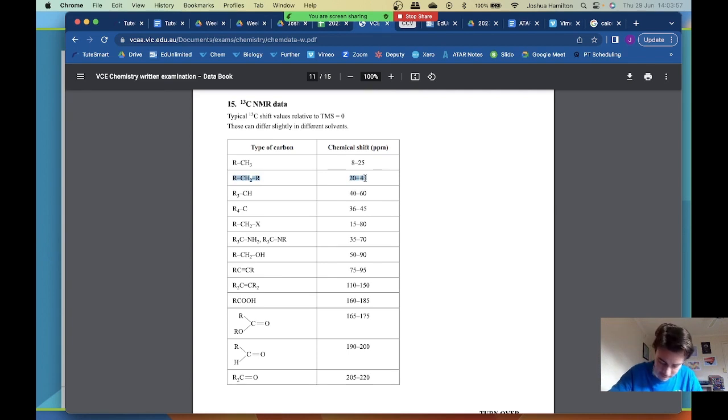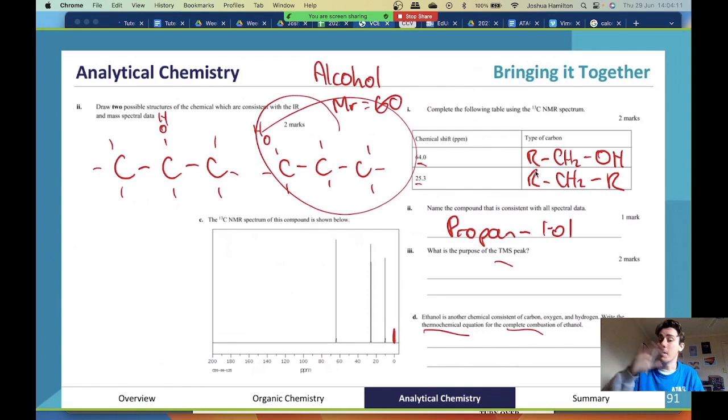So name the compound that's consistent with it. Well, it's going to be propan-1-ol. Then, what is the purpose of the TMS peak, and ethanol, what is the complete combustion? I'm going to leave these questions to you. Sorry, you couldn't see that because I had that up. You're welcome to have a look at them if you'd like. What is the purpose of the TMS peak? It's used as a standard, and then you can go through and do the second part there.